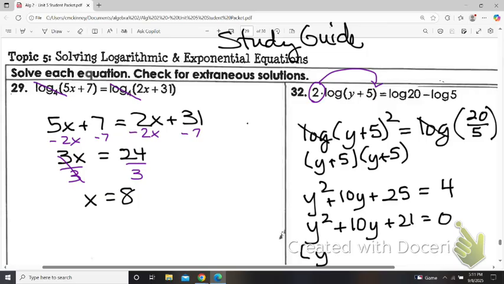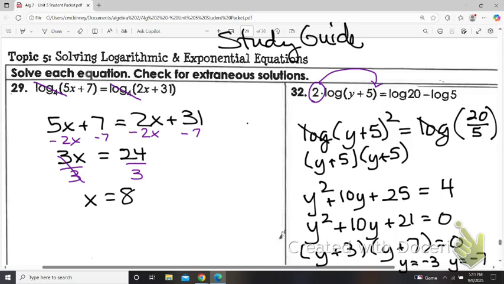So now y plus 3, y plus 7, right? What multiplies to be 21 and adds up to 10. So this is going to give me y is negative 3, y is negative 7.